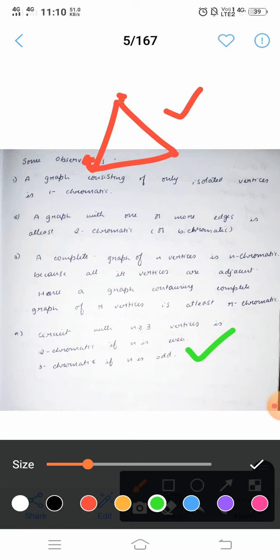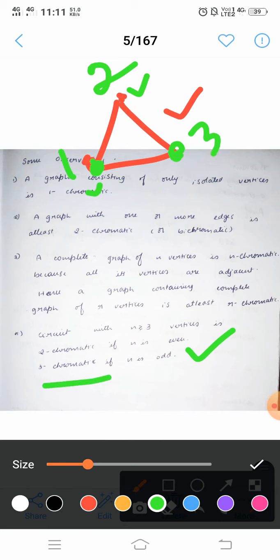I'm explaining this one. If I take color 1 here, this vertex is adjacent to the vertex which is colored 1, so I have to take a different color. This vertex is adjacent to the vertices colored 1 and 2, so I have to take a different color, 3. See here, a circuit with 3 vertices is 3 chromatic.